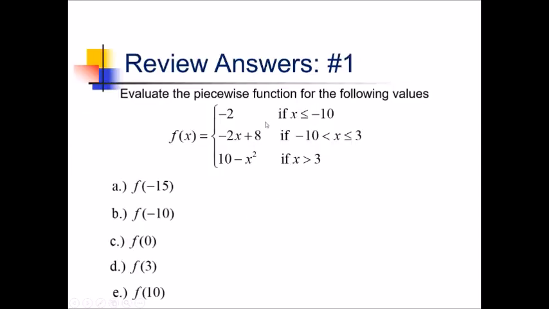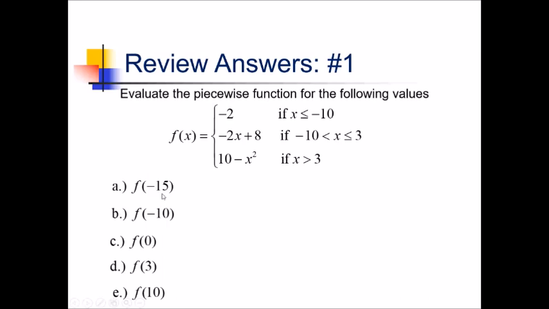For this problem, I've got this big piecewise function, and I'm plugging these 5 values into it. So let's start with f of negative 15. The deal with all these problems is you have to look at the x value you're plugging in and see which of these ranges of x values it falls in. That tells us which of these 3 rules we're actually plugging the number into.